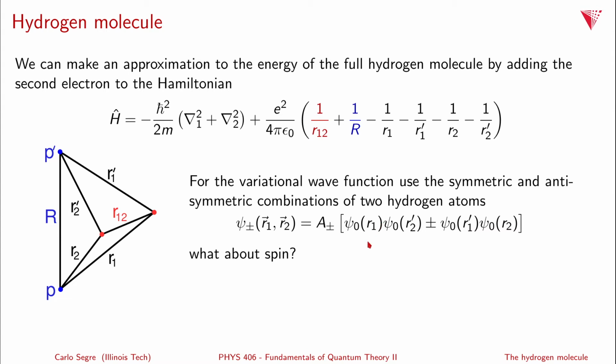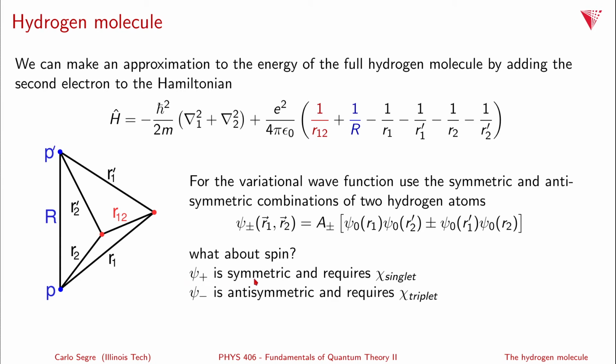Well, now we have to also introduce spin. Because psi plus is symmetric under exchange, it requires a singlet spin function, that is, with the 2 electrons in opposite spin directions. And psi minus is anti-symmetric in space and requires a symmetric, or triplet, spin function for the 2 electrons. That is the other combination: the symmetric function of the 2 opposite values of spin, and the 2 states with both spin up and both spin down.